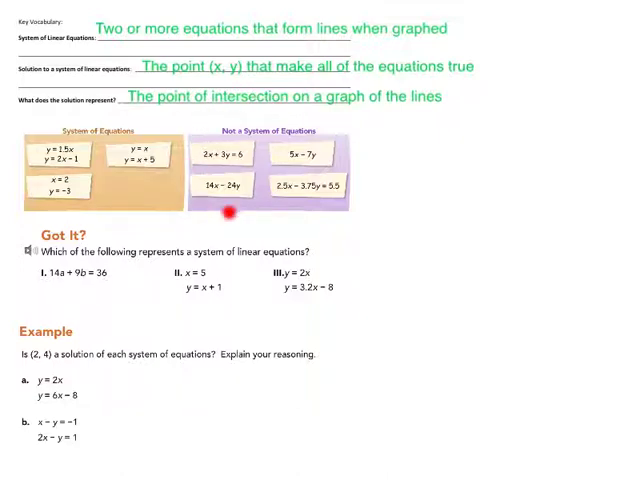If you look at the purple box, none of those are systems because, first of all, it requires at least two, and you only have one in each example there. Another is that you have to have equations. So if you look at this, that's not even an equation, so that can't be a system of equations. And that's the same thing here. So those are non-examples. What you need to understand is that a solution is a point that makes all of the equations in the system true.